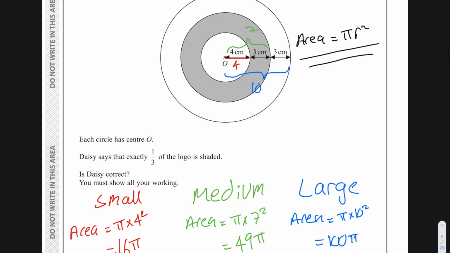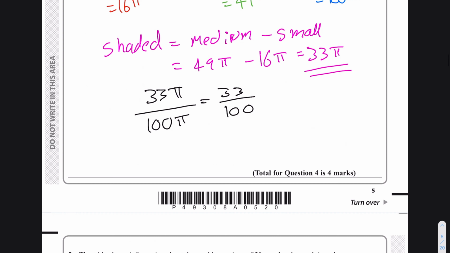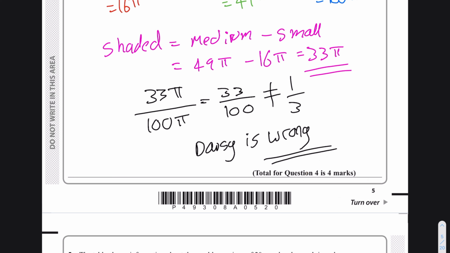But the question says a third of it is shaded. And we know 33 divided by 100 can't simplify any further. Therefore, we say it's not equal to a third. So our conclusion is that Daisy is wrong. And yeah, that's the final thing we need to say, and we get full 4 marks.